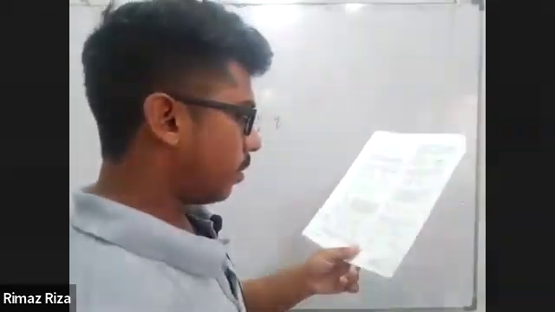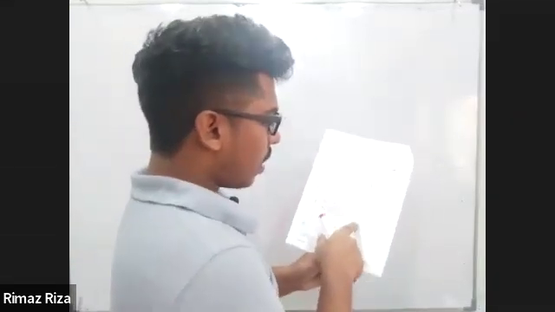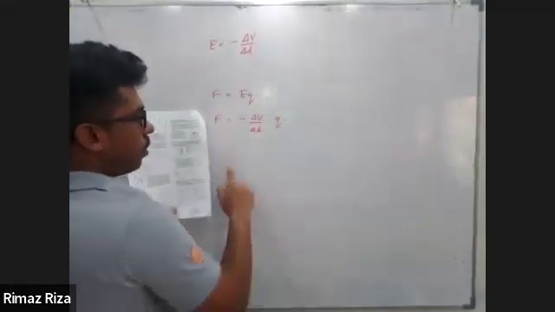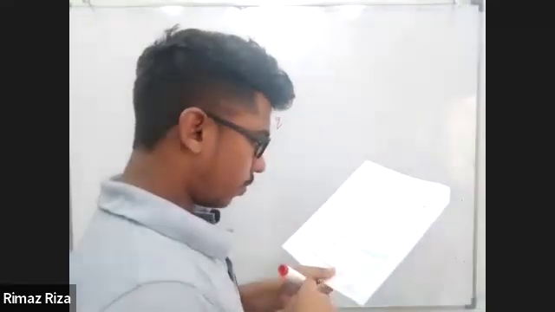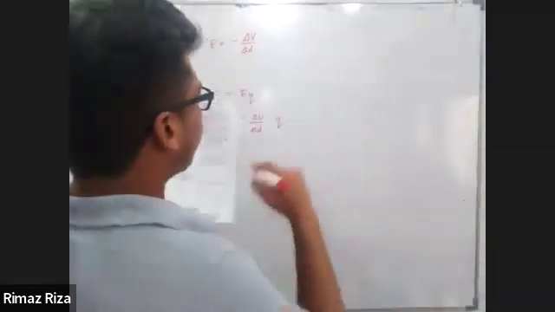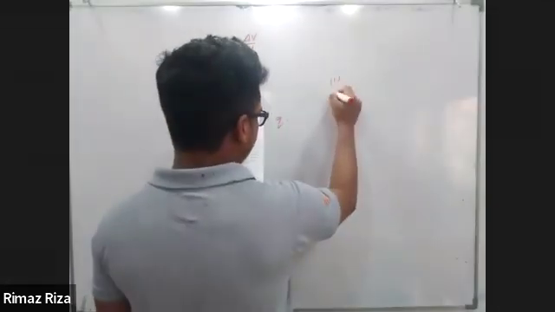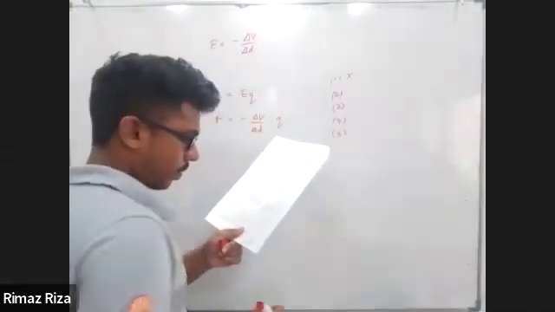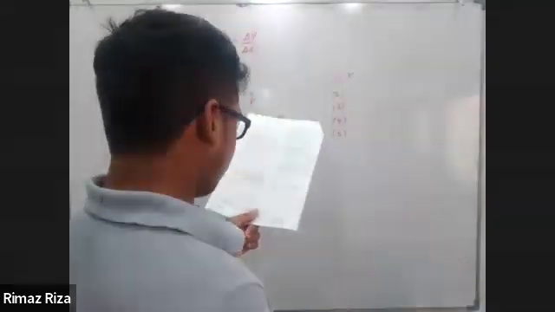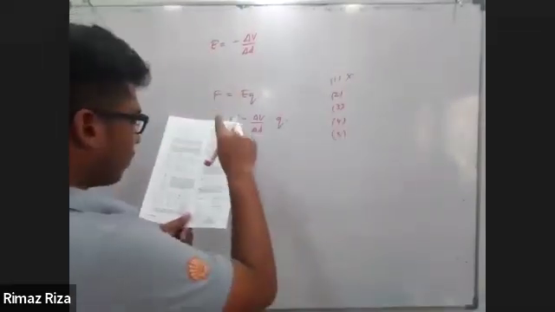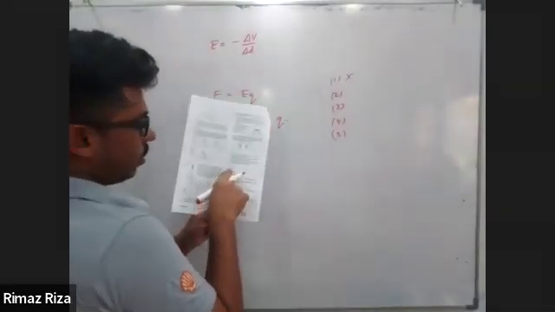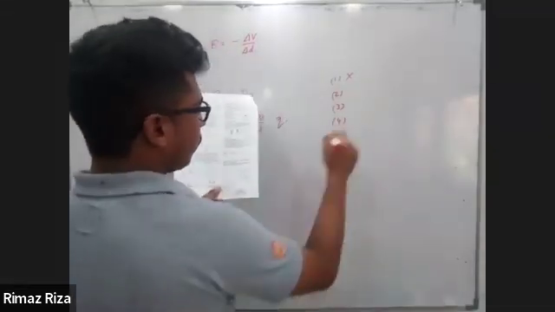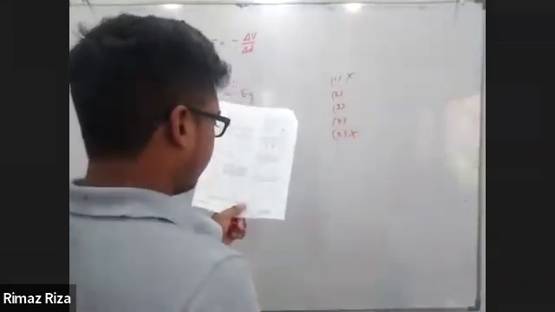Okay, every graph is 0, and then you have a negative gradient. The gradient of this is negative, means force is positive. So you can ignore one, and then the gradient is constant, right? Here the gradient is constant, so force is constant. So therefore the fifth one also we can remove.